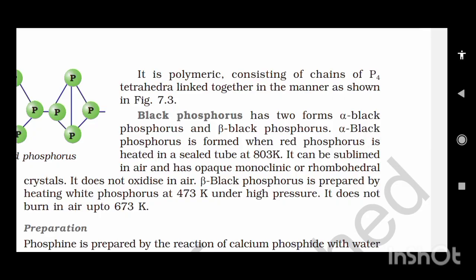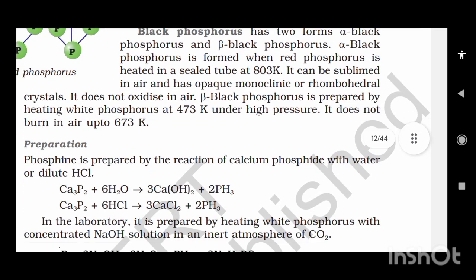Black phosphorus has two forms, alpha black phosphorus and beta black phosphorus. Alpha black phosphorus is formed when red phosphorus is heated in a sealed tube at 803 Kelvin. It can be sublimed in air and has opaque monoclinic or rhombohedral crystals. It does not oxidize in air. Beta black phosphorus is prepared by heating white phosphorus at 473 Kelvin under high pressure. It does not burn in air up to 673 Kelvin.